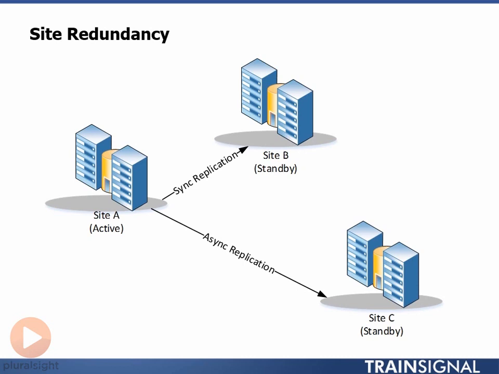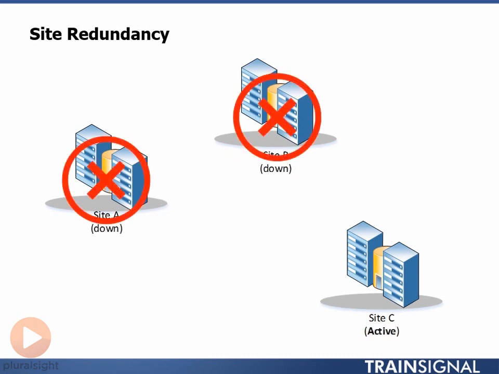So with this solution, if we experience a large-scale local disaster affecting Sites A and B, then Site C can become active and keep the business up and running. Though there are several things that we need to note about this.